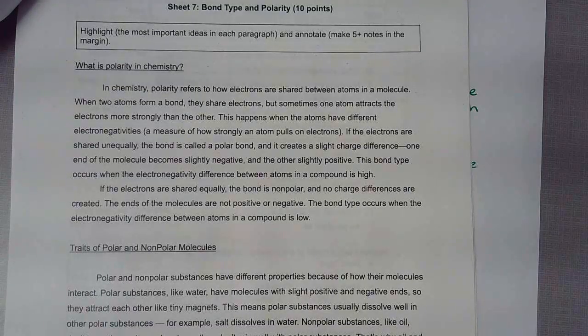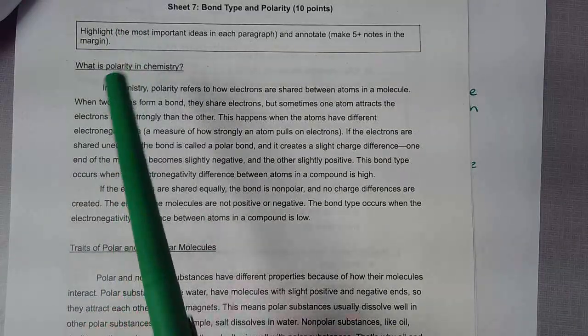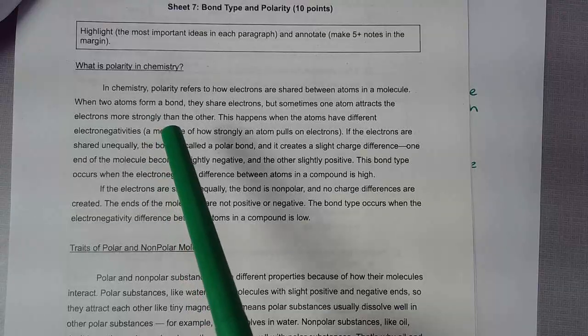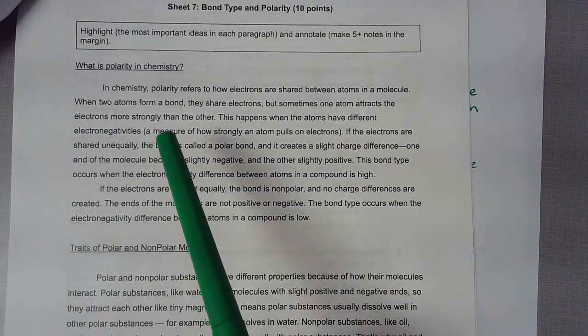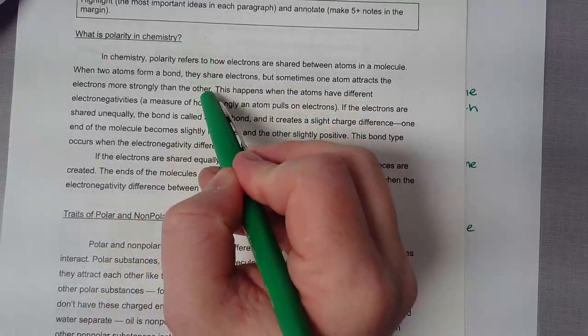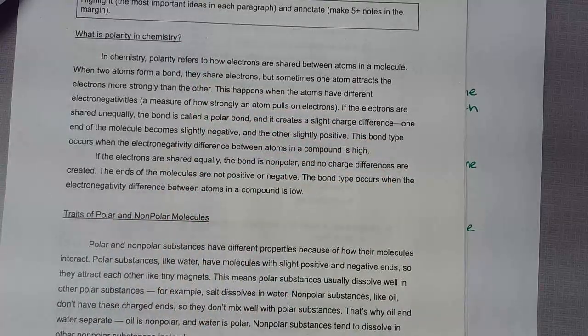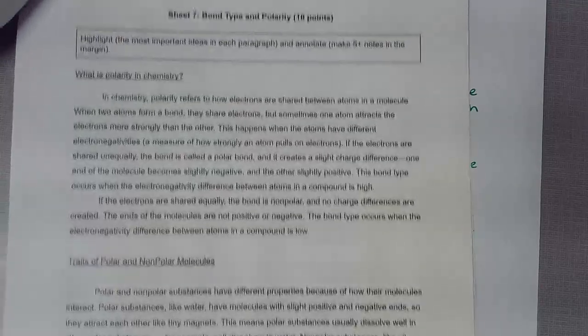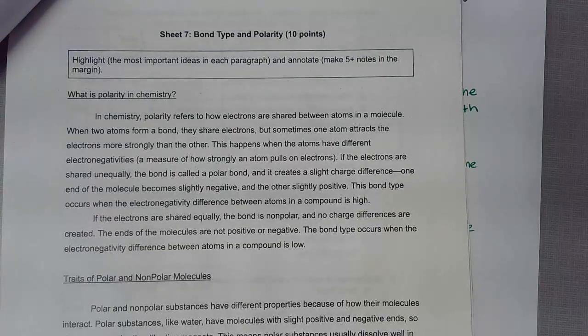In order to get points for the reading, you need to highlight. In general, when I'm asking you to highlight, I want you to highlight no more than 1/3 of the entire paragraph. So this paragraph is 7 lines. Don't highlight the equivalent of more than 2 full lines. I'm looking at the highlighting for evidence you actually read the thing. You know what the most important ideas are because I talked about them in the notes.